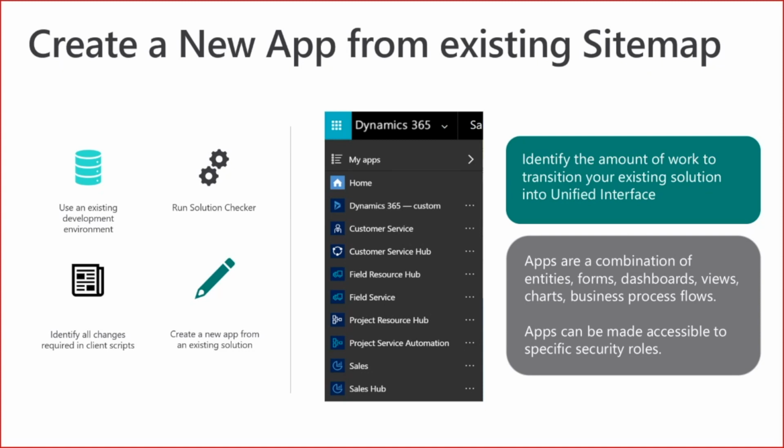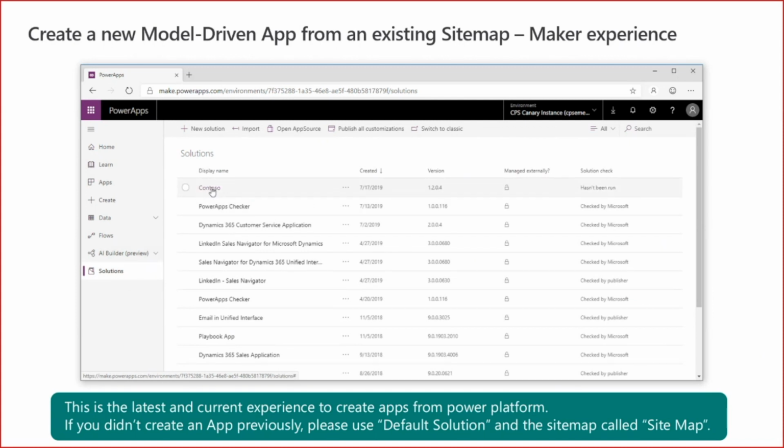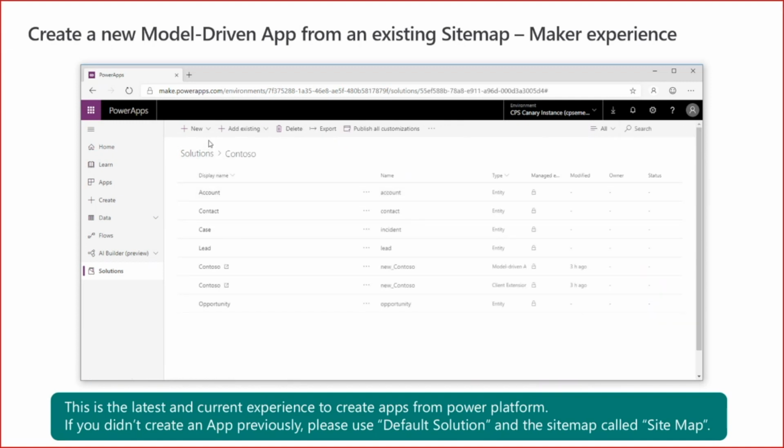The first step we need to do is create a new app from an existing sitemap. Again, there are multiple ways to create a new app, but we are showing you the latest one. So you can use our Maker Experience portal. And what we recommend is really to use your existing solution, because we expect that you will want to move your solution across your environments or as part of your application lifecycle management. So you will go to your solutions, select the solution where you have your existing application and sitemap, and from the new menu, you will select app and then model-driven app.